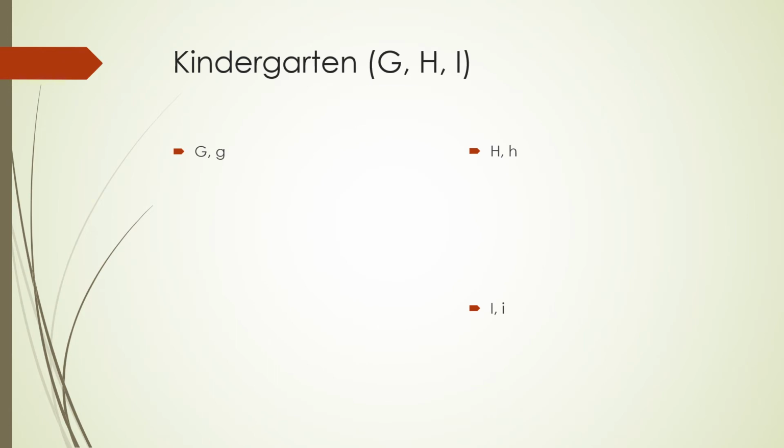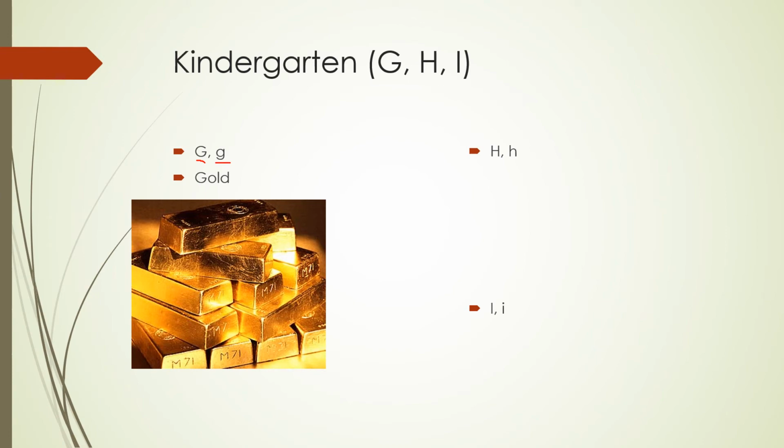Okay, so we're covering letter G today. Letter G has a big letter and a small letter. This is big letter G. This is small letter G. Letter G says g, g, g. It can make other sounds, but for now we'll just worry about g, g, g. Okay? It says words like gold, gold. Look at that.